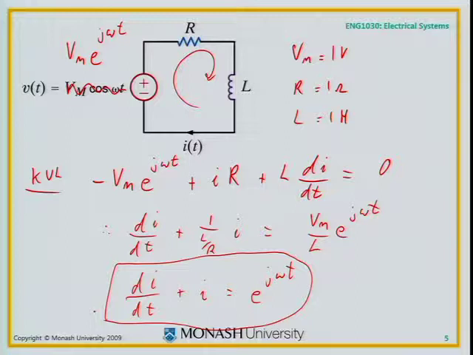And we solved that one last time where instead of e to the j omega t here, I had cos omega t. Now I've got e to the j omega t. So really I'm just convincing you that this is going to work, that we get the same answer. So I'll just rewrite that.